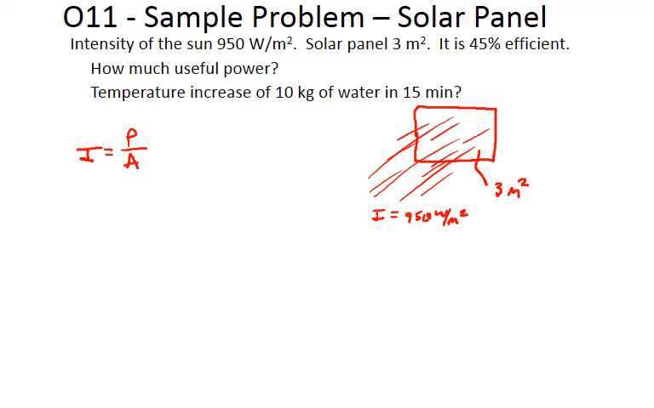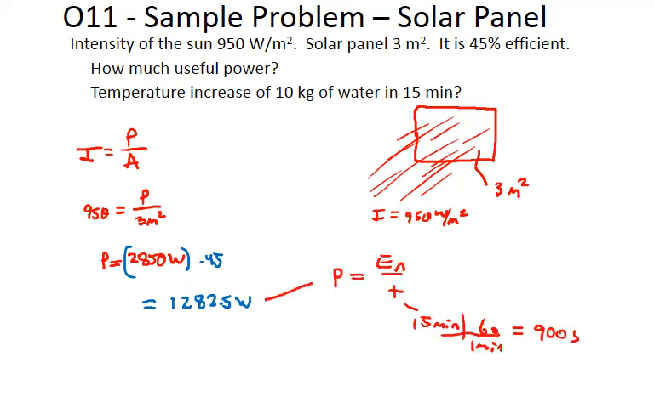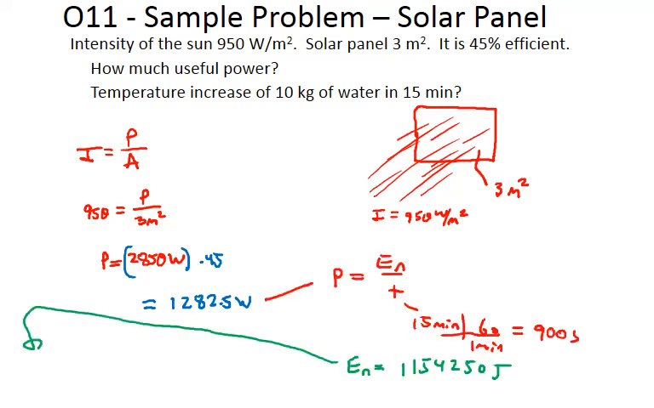All right. So we've got the intensity, we've got the area there, and we end up getting a power of 2850, but it's only 45% efficient, right? So we multiply that by 0.45, and we've got 900 seconds. So the effective energy over that 900 seconds is this value here. MC delta T, right? We can find the increase in temperature. The specific heat of water is 4186. We have the mass. We know how much heat is going into it, so it's going to increase in temperature by 27.6 degrees Celsius.